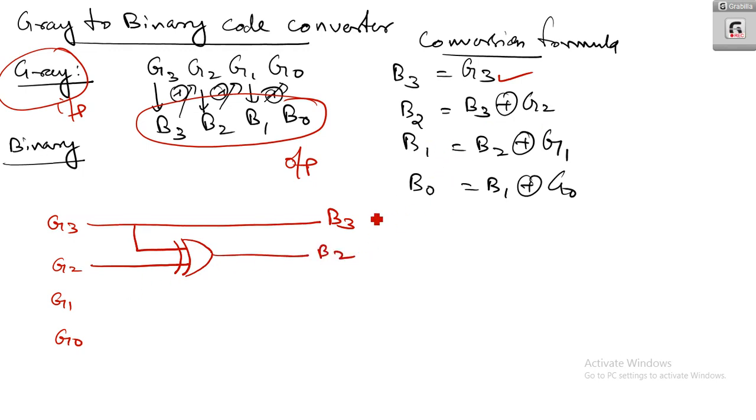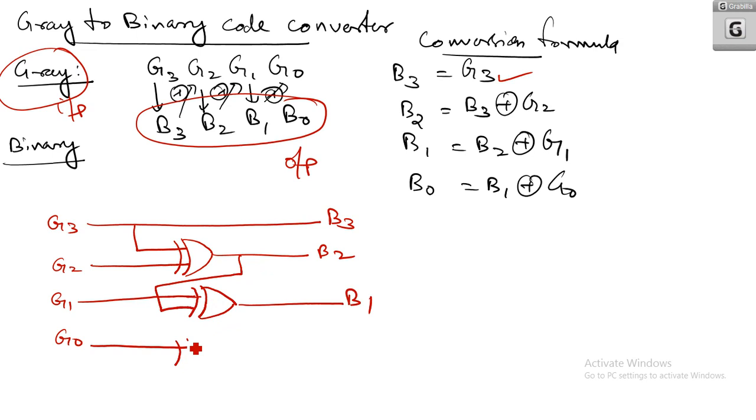Okay. There you will get B2. Now what is B1? B1 is B2 XOR G1. We have an XOR gate here. Then B2 needs to be XORed, right? So here we will get B1. Now coming to B0. B0 is what? G0 XORed with B1, right? That is B0. Okay. So here this is the gray code and this is the binary code.